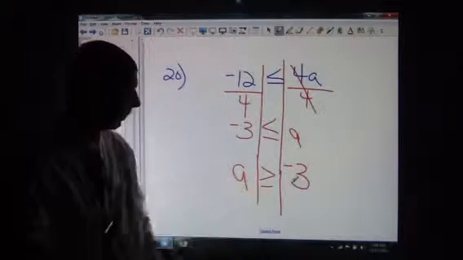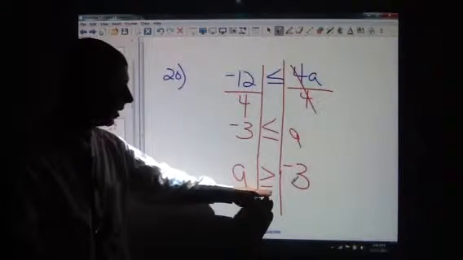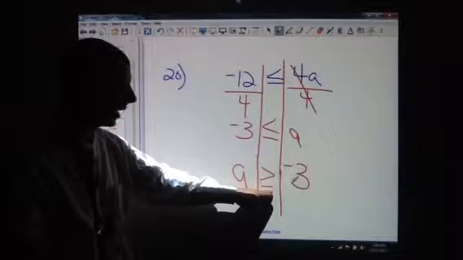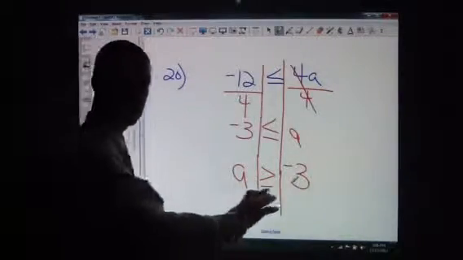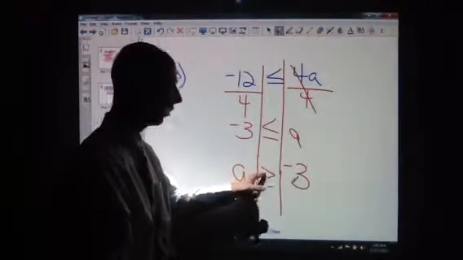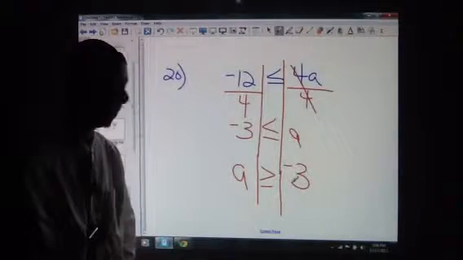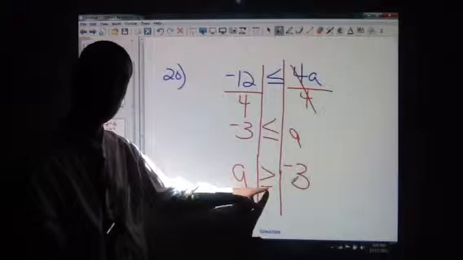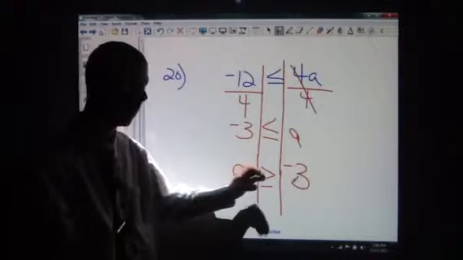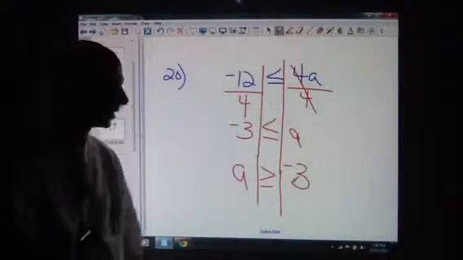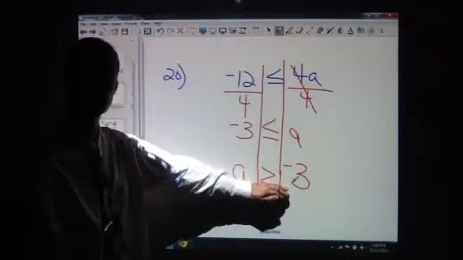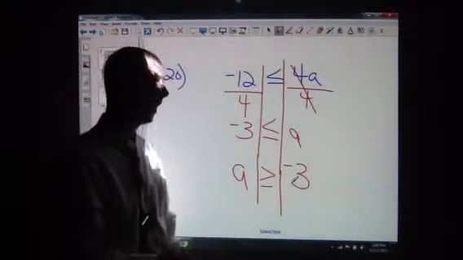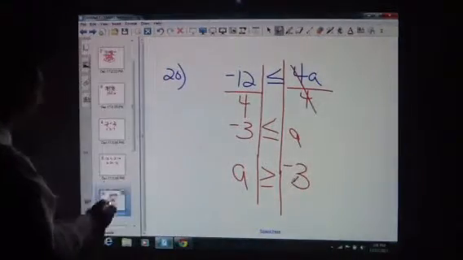Now if we were graphing this, this would be a darkened circle at negative 3 with an arrow going to the right. This tells you which way your arrow should be going when you're graphing on a number line. And if it's greater than or equal to, that's a darkened oval. If it's equal to as well, then you darken the oval. If it's just a greater than symbol, it's an open oval.